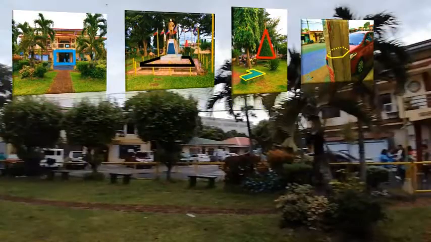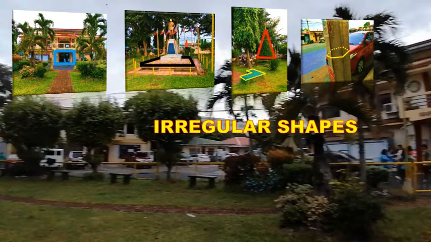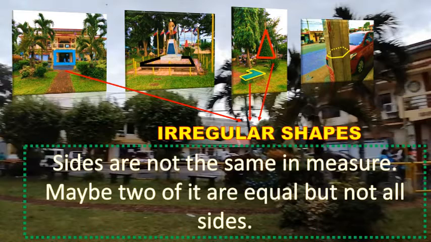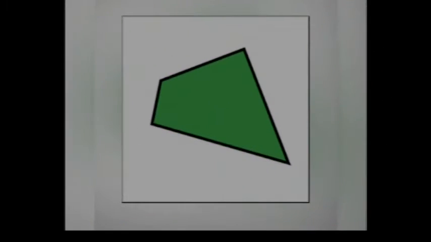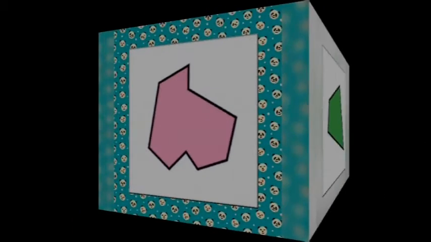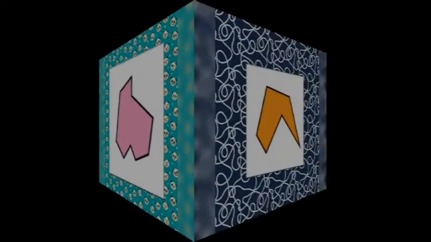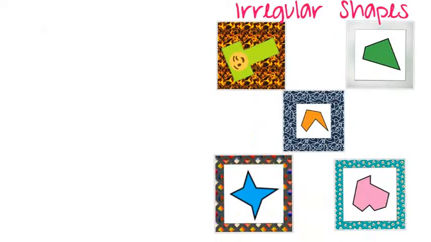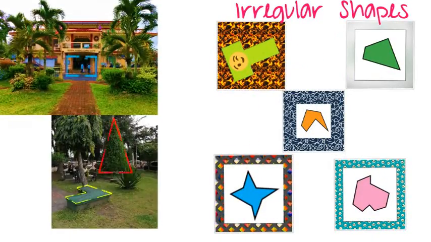Okay, let's proceed to the next one, irregular shape. When we say irregular shape, the sides are not equal. Maybe two of them are equal but not all sides. So let me show you the picture. Those are examples of irregular shapes.